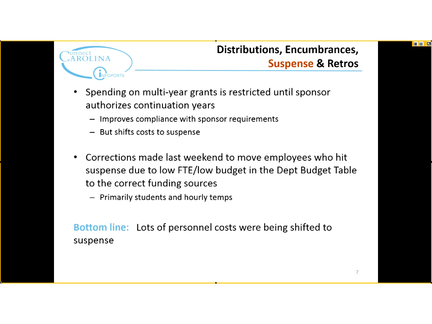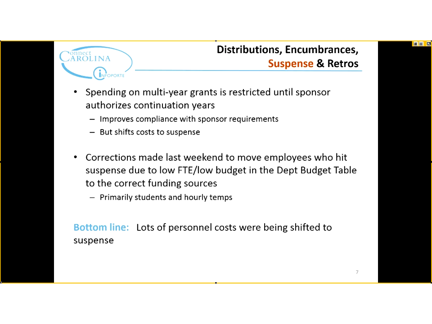There's another issue on suspense where we had folks, primarily students and hourly temps, who, because of low FTE and low budget in the department budget table, were hitting suspense. Now that has been corrected. There was a fix put in last weekend that moved those employees who had hit suspense. This is just for employees who hit suspense due to low FTE or low budget. For those employees, a fix was implemented last weekend, moving those people off of suspense onto the correct funding sources.